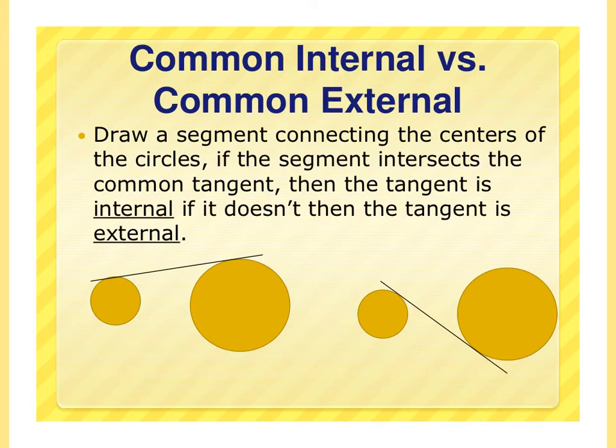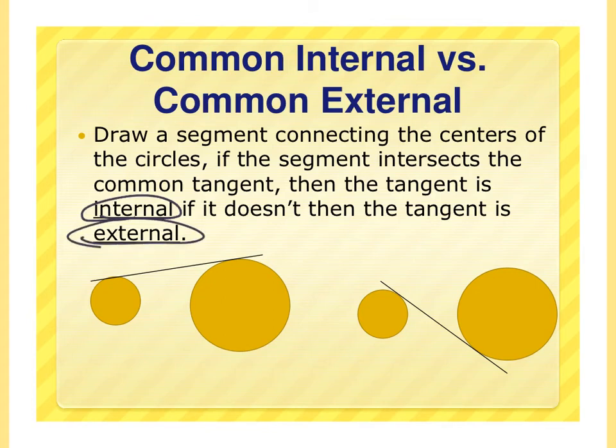Okay, there's two types of common tangents. One's internal and one's external. And the test for it is this. If you draw a segment connecting the centers of the circles and the tangent crosses through that segment, then it's called an internal tangent. If when you draw that segment the tangent does not cross through it, then it's called an external common tangent.